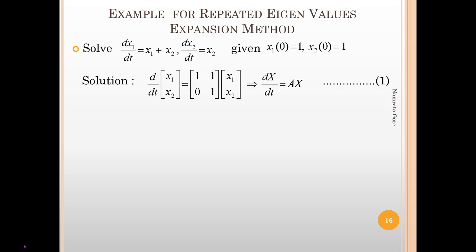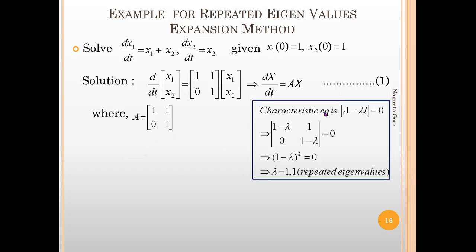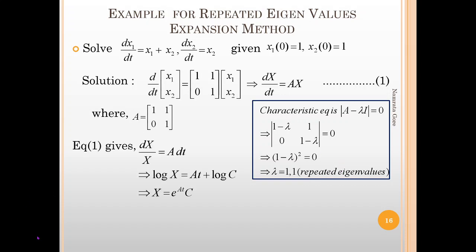Rearranging the given set of equations in the matrix form, d dt of x1 is 1x1 plus 1x2, so this is 1 1. dx2 by dt, that is d dt of x2 here, is 0x1 and 1x2. So our matrix A is this, and if we solve the characteristic equation for this matrix, we get that the values of lambda come out to be the same, or repeated eigenvalues we get.